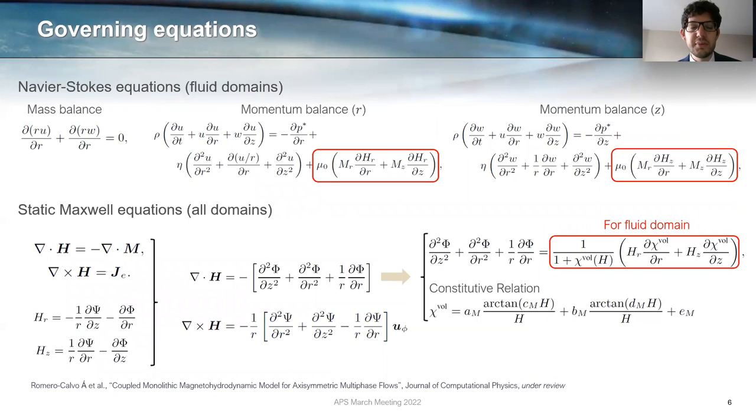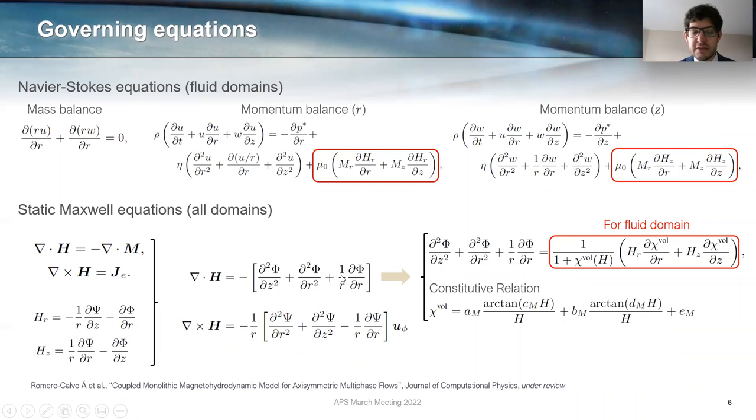The governing equations of the problem look like this. We have the mass balance and the momentum balances, where we have the magnetic source terms here in these red boxes. But at the same time, we solve the Maxwell equations, the steady-state Maxwell equations. Now, in order to do that, we divide the magnetic field H according to the Helmholtz theorem into two potentials, a potential function and a current function.